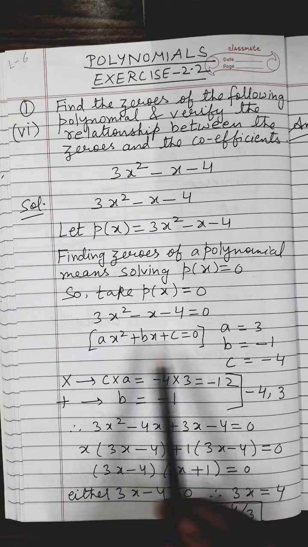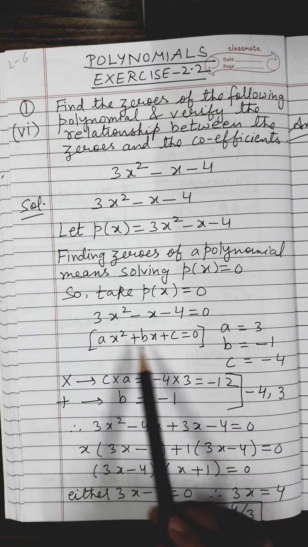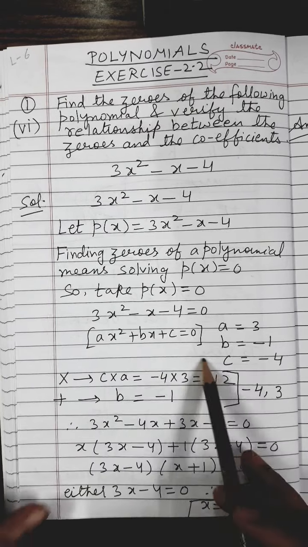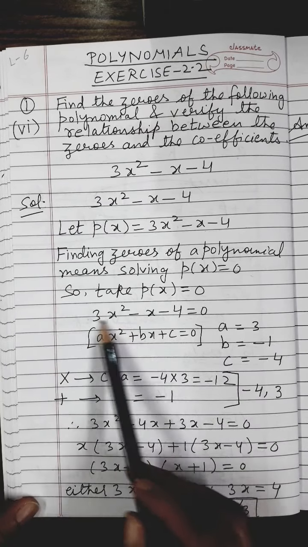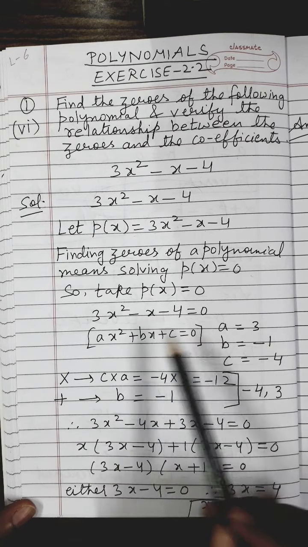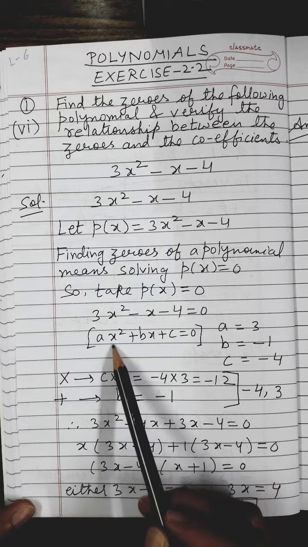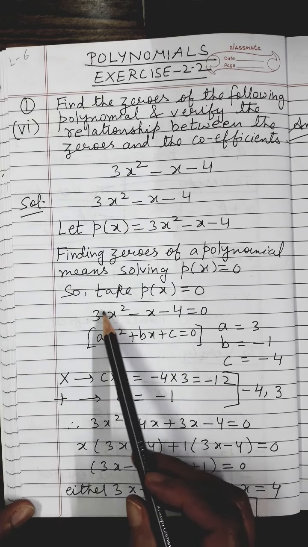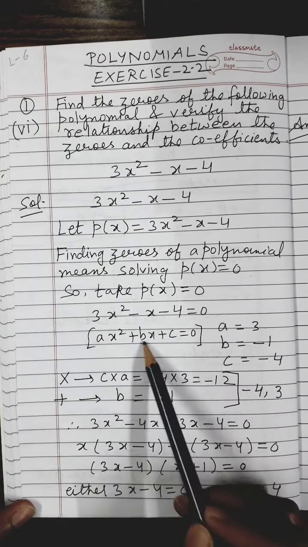So the general form of a quadratic equation is written like this: ax square plus bx plus c equals to 0. If I compare this equation, this polynomial with this polynomial, left side with left side, what do I get? The values of a, b, c. What is a? Coefficient of x square, which is how much? a equals to 3.